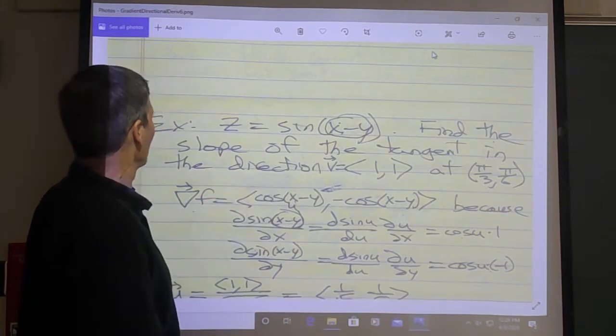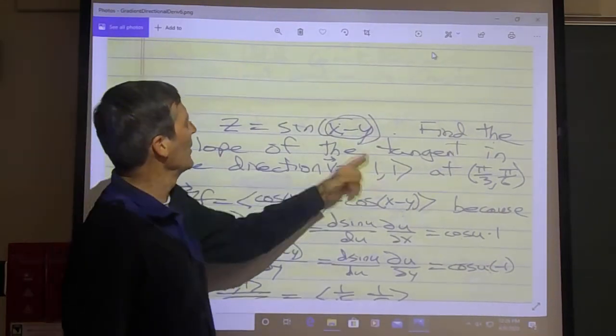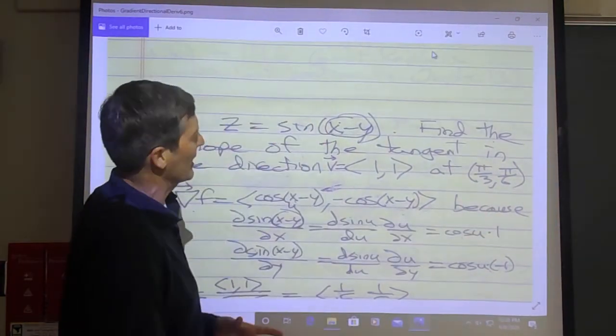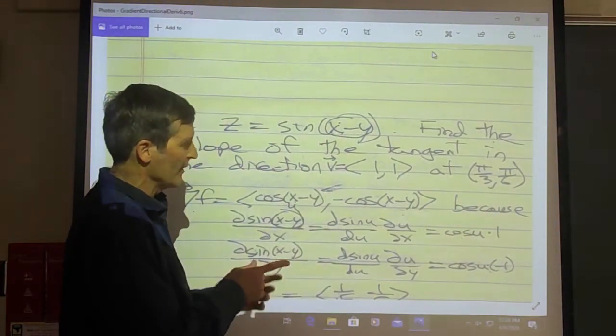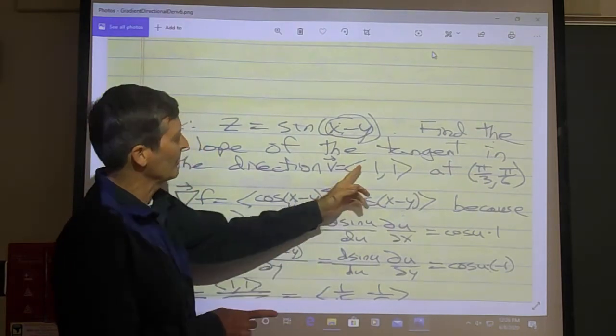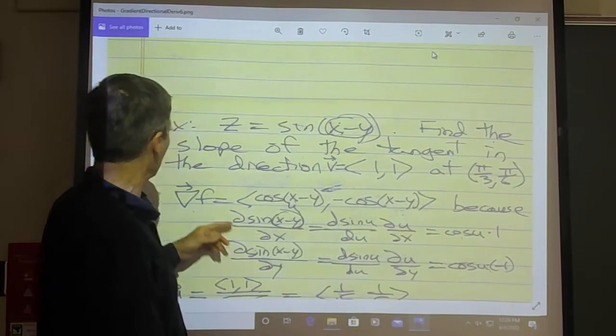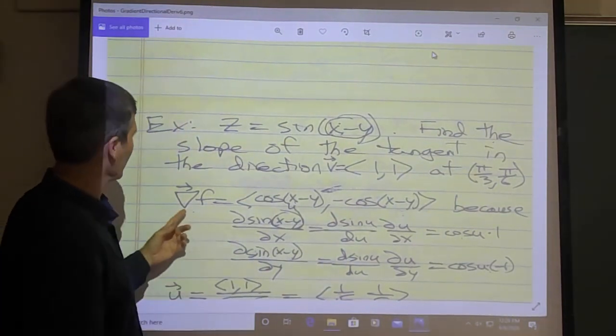Find the slope of the tangent in the direction 1, 1 of this surface at the point pi over 3, pi over 6. You go to the point pi over 3, pi over 6 in the xy plane, and if you're moving out in the direction 1, 1, what is the slope coming down the surface overhead? You have to kind of think of that picture. I think it really helps.